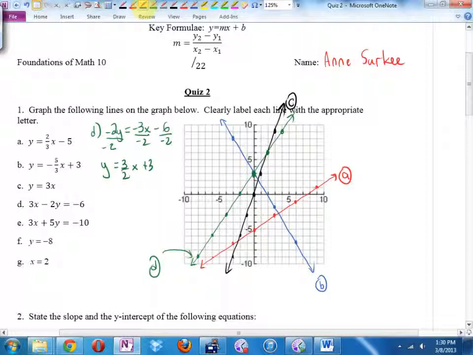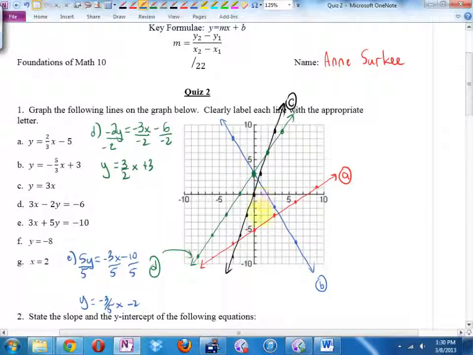Line E. Need to rewrite this in slope-intercept form. I think the first thing I would do is minus the 3x from both sides. And I'll get 5y equals -3x minus 10. Divide by 5. I'll get y equals -3 over 5x minus 2.